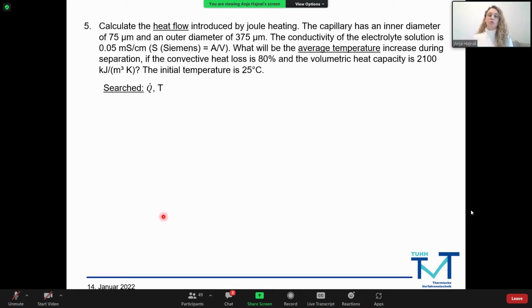All right, so back to the heat. So we have this Joule heating, and we have given here the size of the capillary with inner diameter of 75 micrometers and the outer of 375. The conductivity of the solution we also have. So we need to calculate what will be the average temperature increase during the separation if we have the loss of heat of 80% and the volumetric heat capacity of 2,100 kilojoules per meter cube Kelvin. The initial temperature is 25 Celsius. Now we will do this together, and then I will leave you some time to copy.